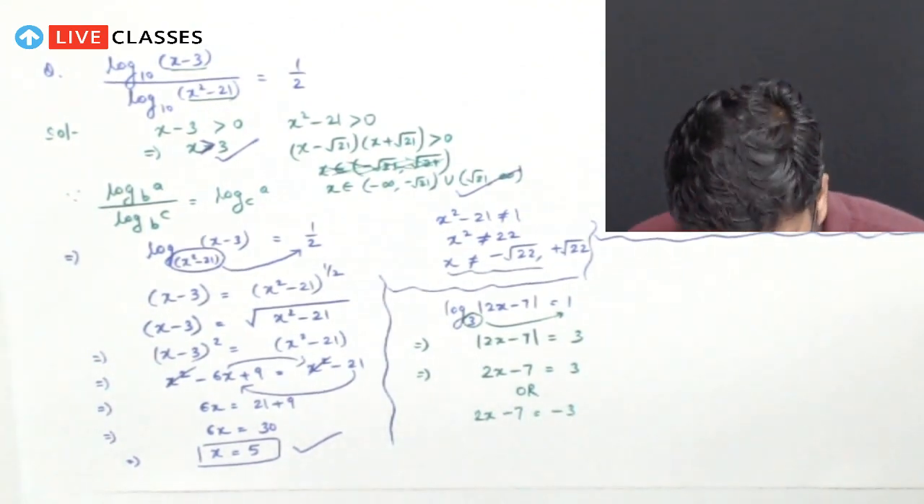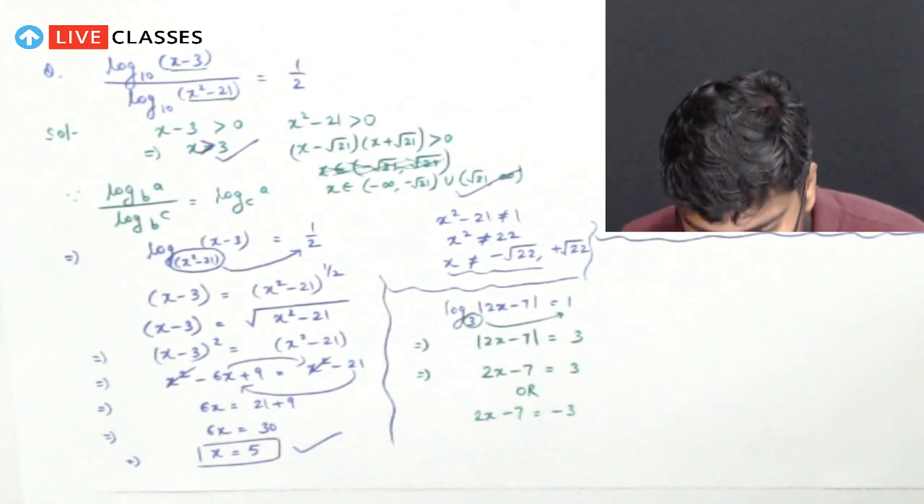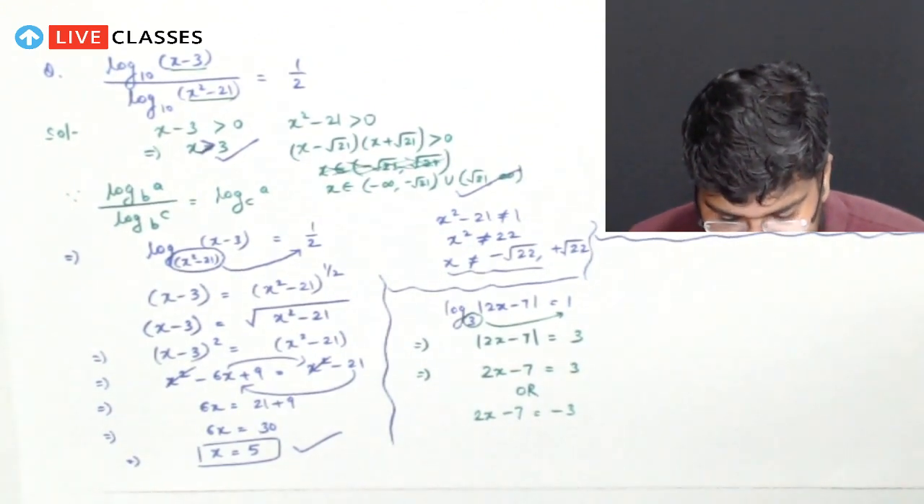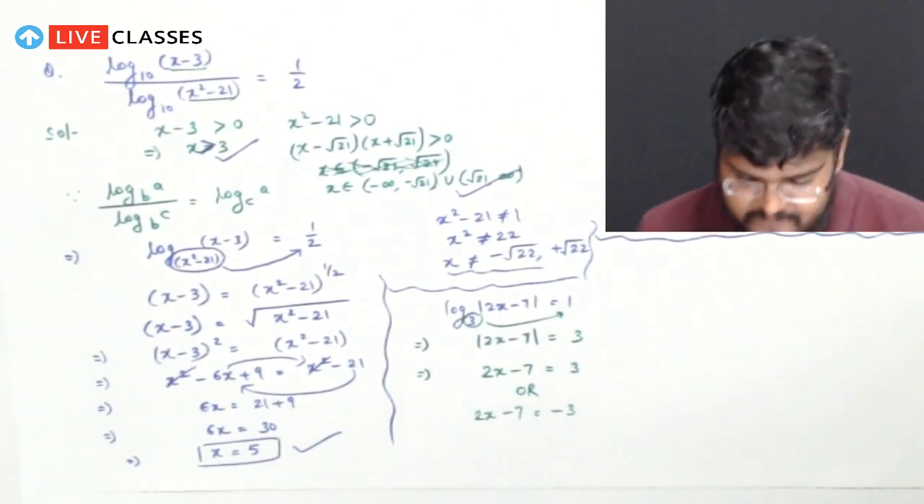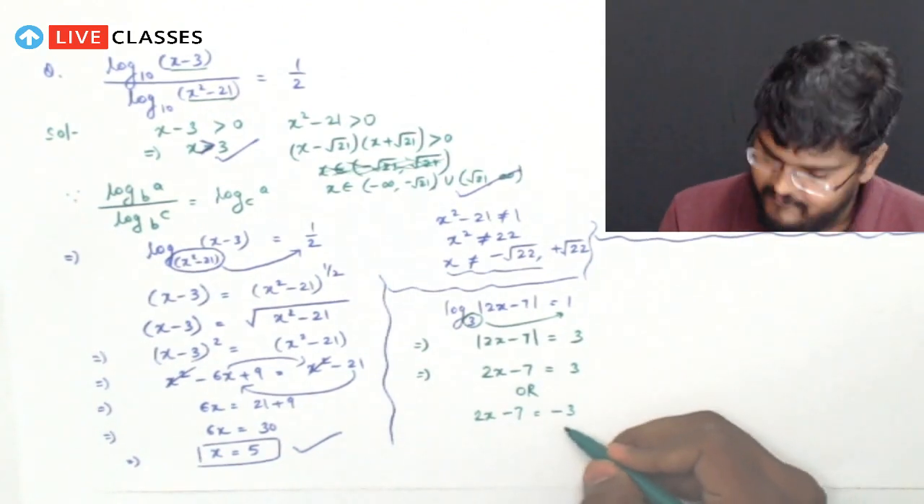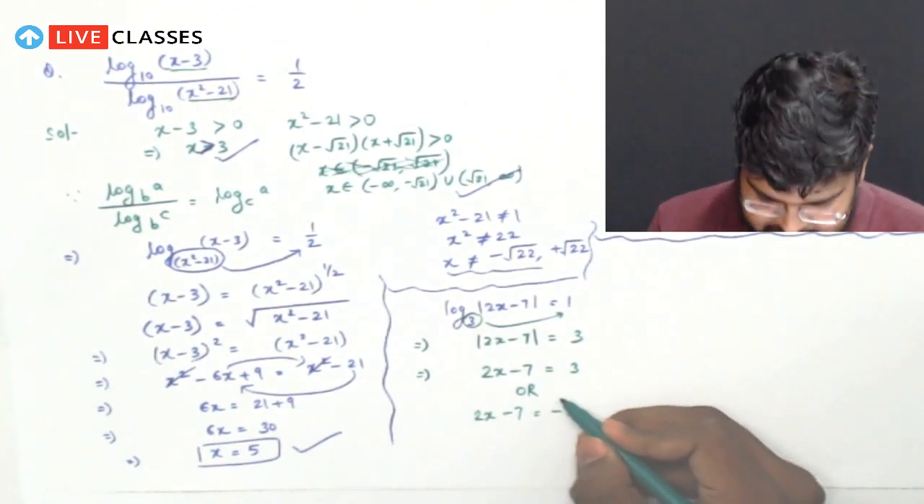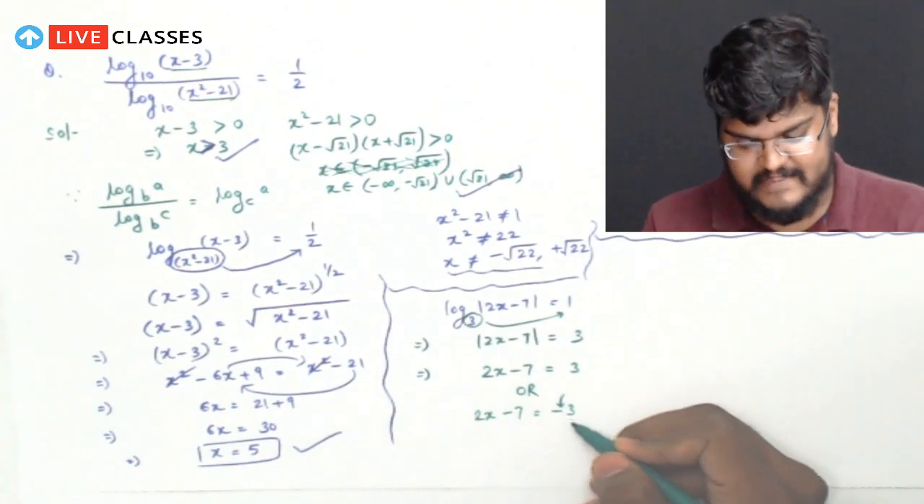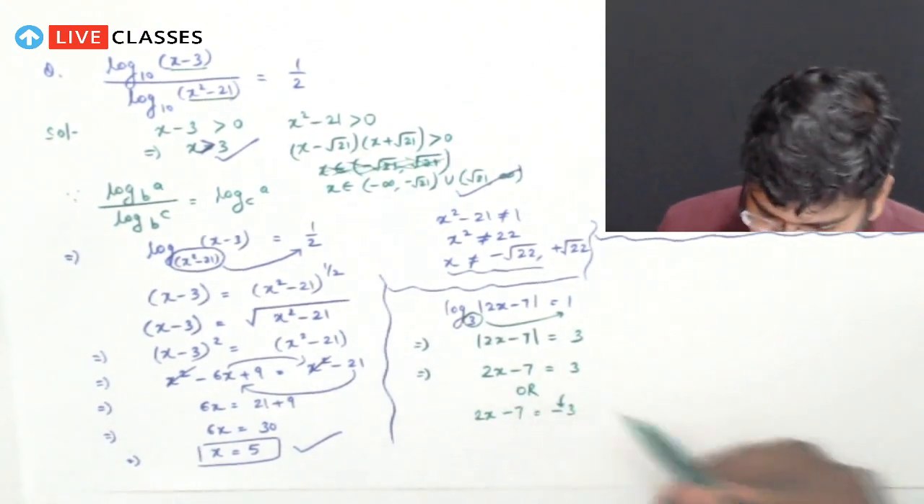The reason is that upon the removal of the modulus sign, the absolute function does not exist, and because of the absolute function we would be ignoring the negative sign of this minus 3, which is why this also is a possibility. So let's just solve both these equations.